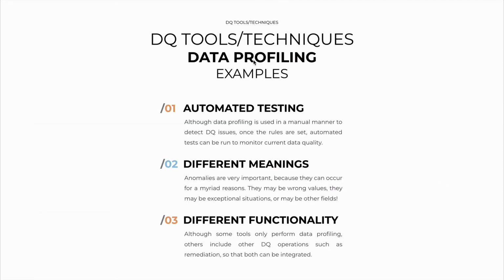What are some examples? The first is performing automated testing. So, although data profiling is usually done in a manual manner to detect individual data quality issues, once the rules are set, you can run automated tests to monitor the current data quality. For example, once a week, once a month, and so on.